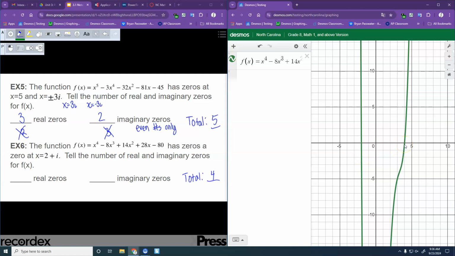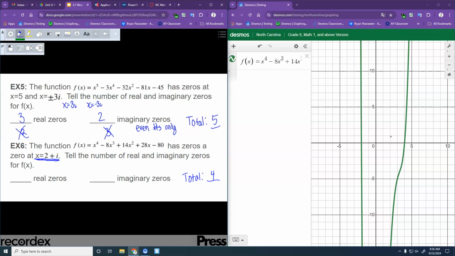Okay. Are either one of those like double zeros or have a multiplicity of 2? No, they just cross one. So they could be, I mean, it could be a triple zero. It could be like 5 zeros there at once. But do I have any imaginary zeros? What does it tell us right there? One of the zeros is that x equals 2 plus i. So I've got an imaginary zero, at least one.